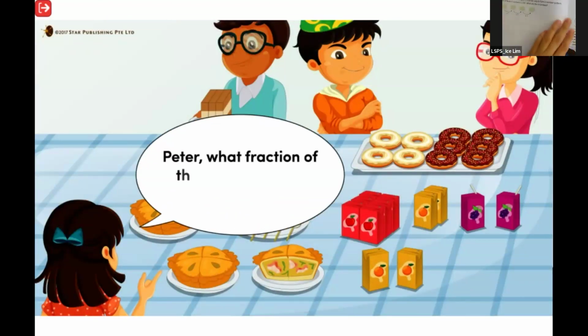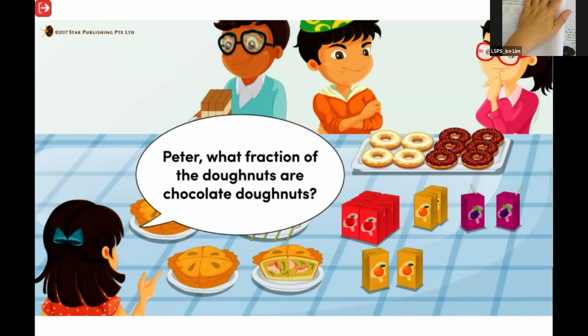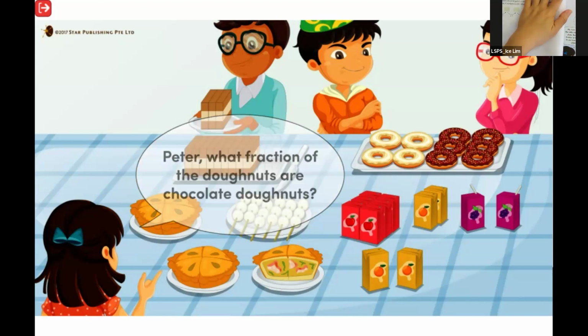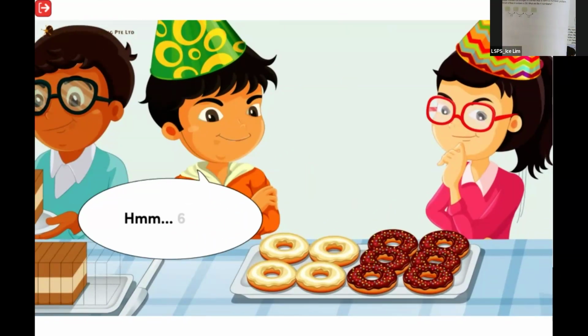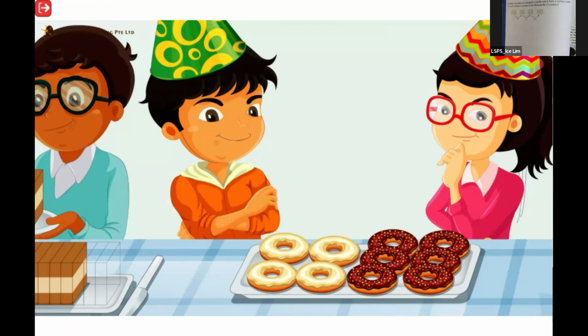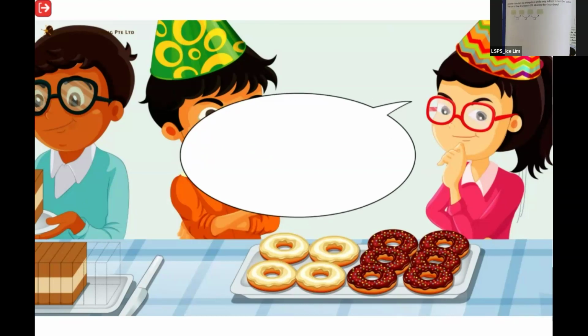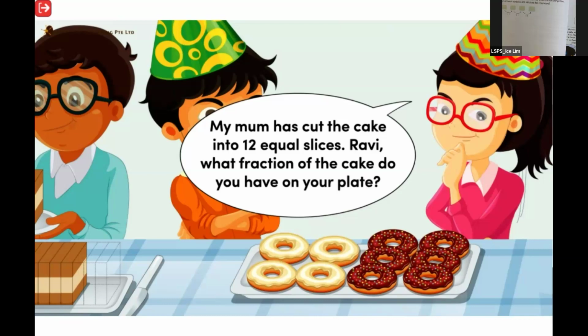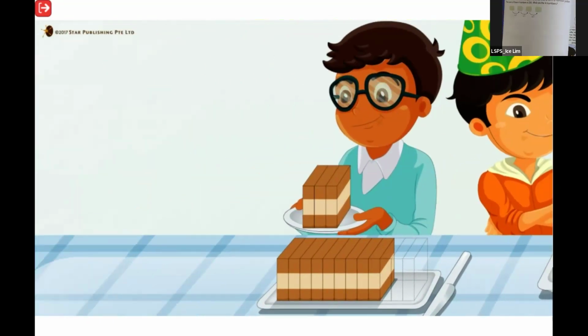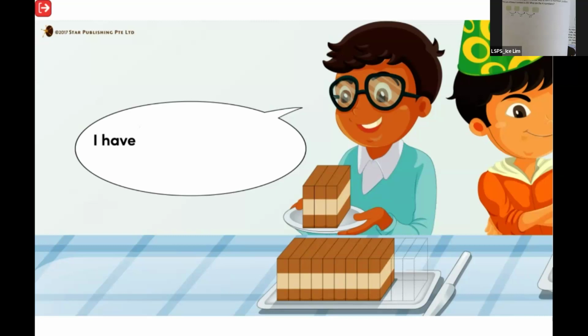Peter, what fraction of the donuts are chocolate donuts? Hmm, 6/10. My mum has cut the cake into 12 equal slices. Ravi, what fraction of the cake do you have on your plate? I have 1/4 of the cake on my plate.